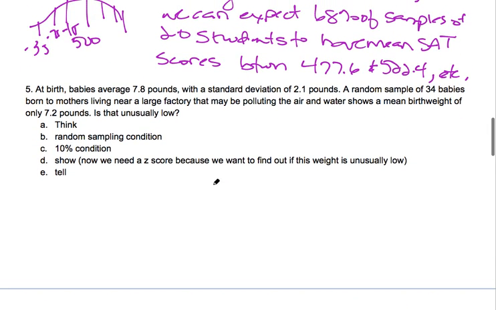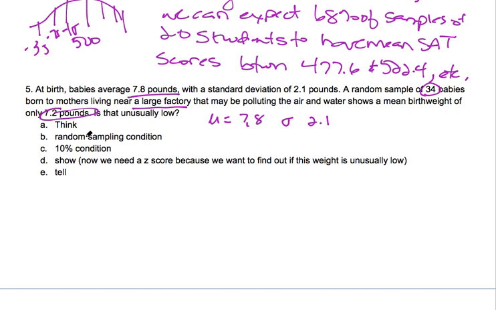At birth, babies weigh 7.8 pounds. Standard deviation is 2.1 pounds. So here my mu is 7.8 pounds. My standard deviation is 2.1 pounds. A random sample of 34 babies born to mothers living near a large factory that may be polluting the air shows a birth weight of 7.2 pounds. Is that unusually low? That is what we want to compare this to. We're going to find out what the distribution is and then decide if 7.2 is outside of, you know, 1 or 2 standard deviations, and then that's something that's unusual. Okay, so that's the think.